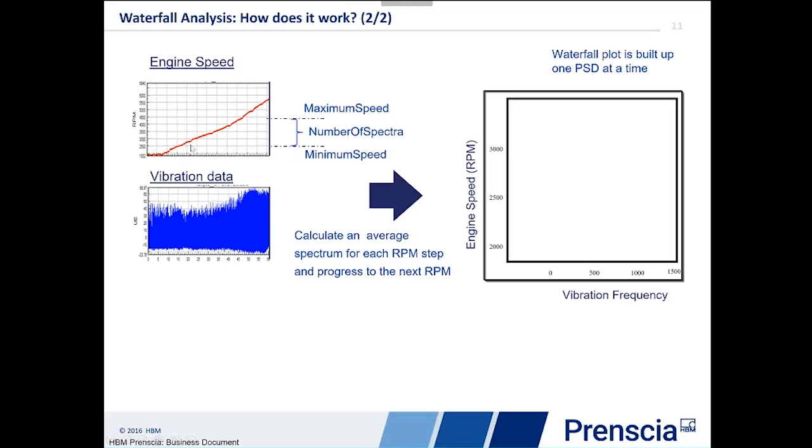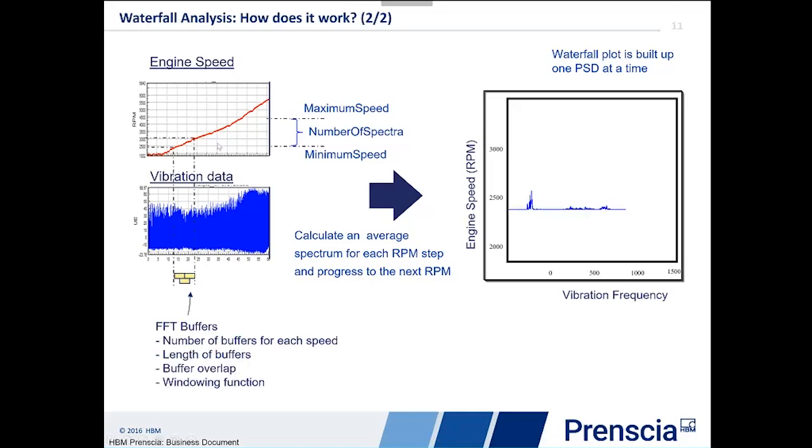Take this RPM signal that's constantly increasing. The user, in other words, when you're using the software, you have to give it a minimum speed you want to consider, a maximum speed, and how many of these spectra you want in between. So let's do a first spectrum. So let's center it around 3,000 RPM.